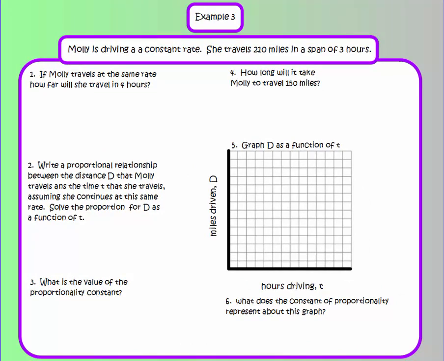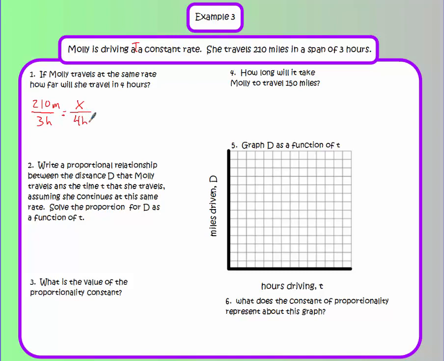Here you go. Molly's driving at a constant rate. She travels 210 miles in a span of 3 hours. So if Molly travels at the same rate, how far will she travel in 4 hours? Okay, well, what do we know? We know 210 miles over 3 hours. So here's your distance in the top, and here's your time in the bottom, miles per hour. Okay, so what were we looking for? Remember, stay consistent here. No, I'm sorry, we're not looking for how many hours. We're looking for how far she will travel. So a distance, that's an x, and the time is 4 hours.